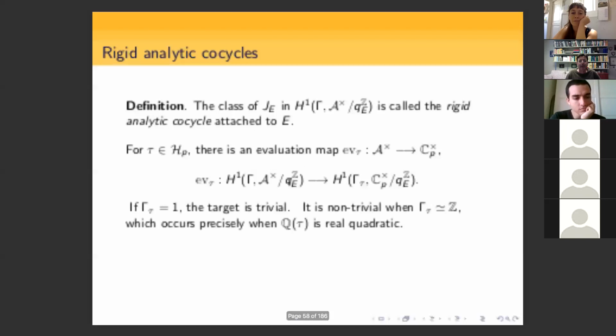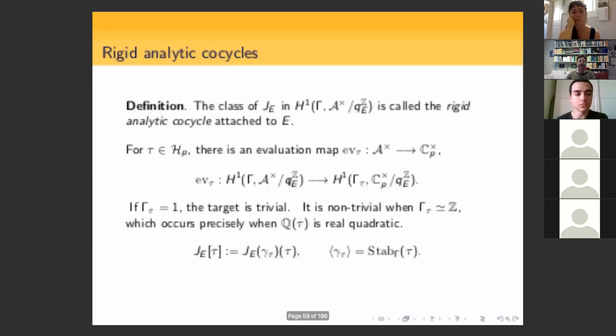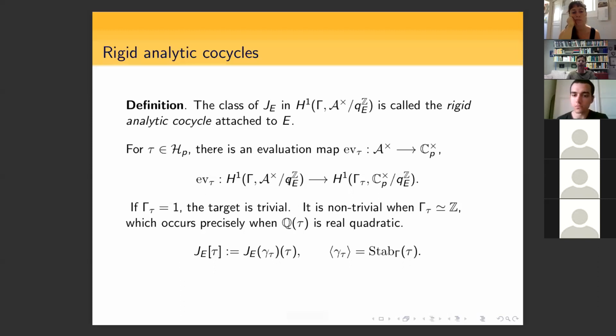But what makes it interesting is that there is a set of taus for which the stabilizer is non-trivial. Namely, the stabilizer is non-trivial precisely when tau generates a real quadratic extension of Q, a real quadratic field. And in those cases, gamma tau is isomorphic to Z. And the identification can be made essentially canonical up to torsion by choosing certain orientations on the p-adic upper half plane. Okay, so that allows us then to define the value of the cocycle at a real quadratic point.